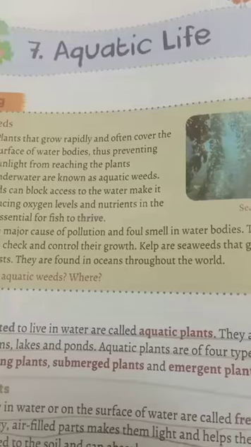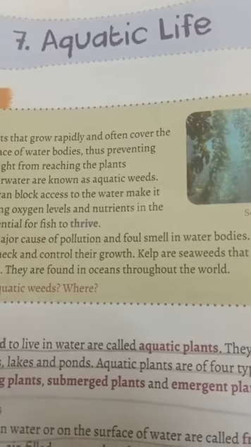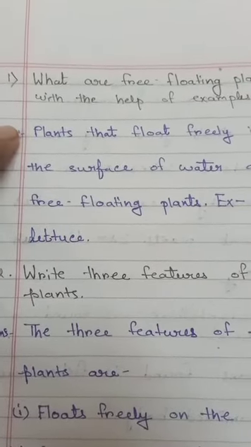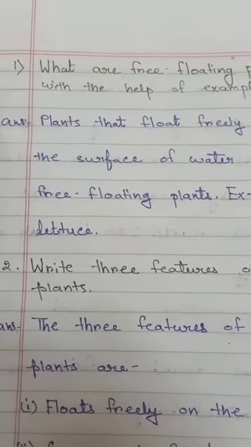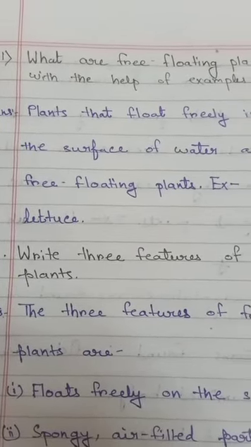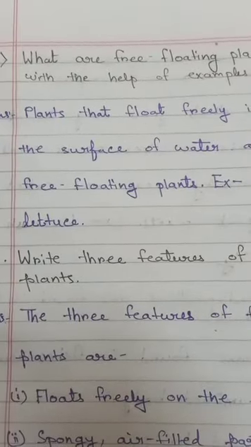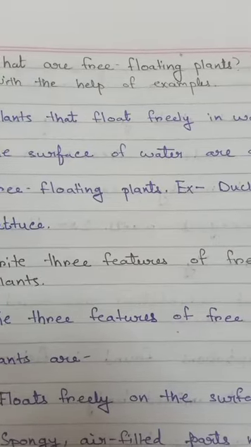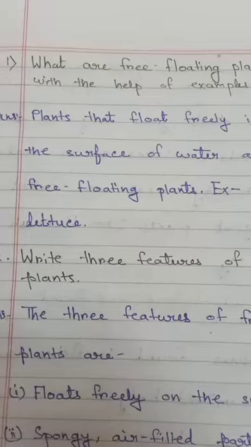Today I will discuss the question answer of the chapter Aquatic Life from the book Bumblebee 5. So the first question is, what are free floating plants? Explain with the help of examples. Answer: plants that float freely in water or on the surface of water are called free floating plants. Example: duckweed, water lettuce.